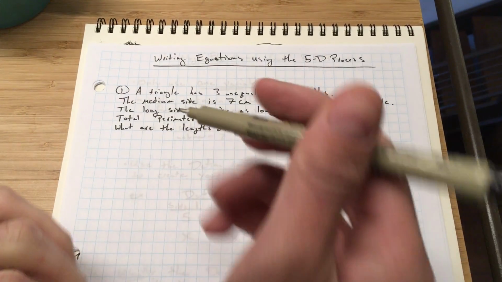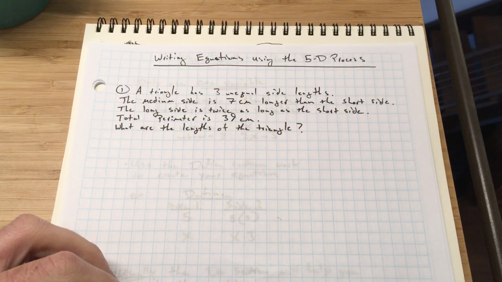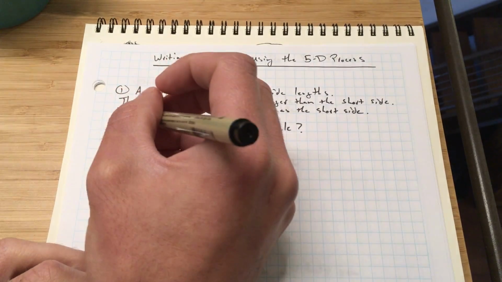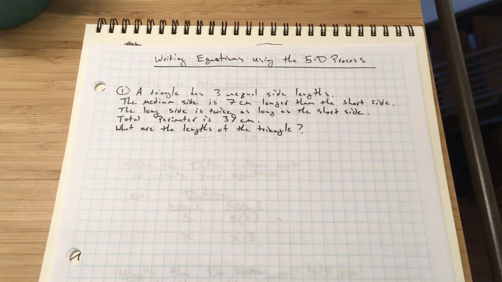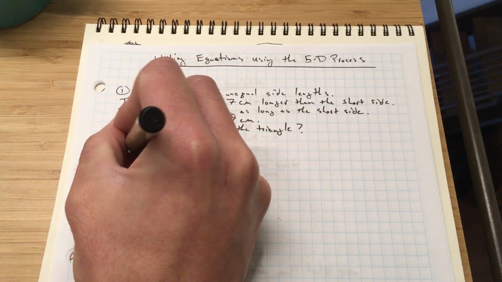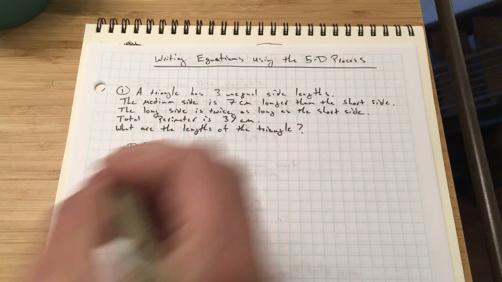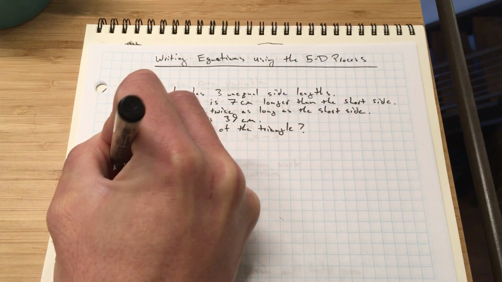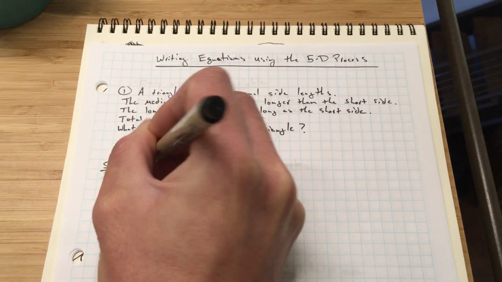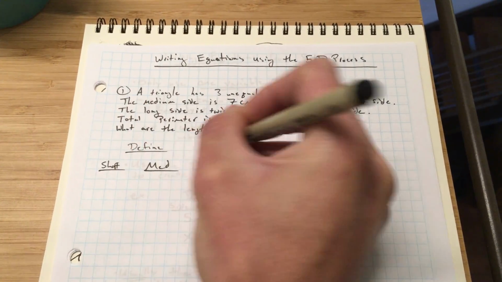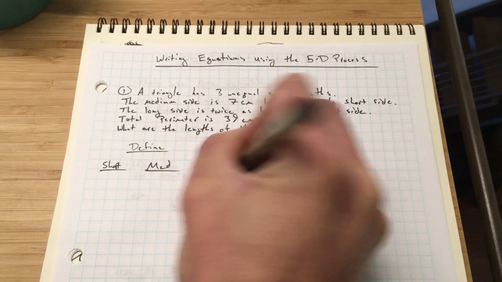So, I'm going to skip past my describe and draw section and go straight to the define section. So if we were looking at the define section, you would have 3 things to find here. You would have the short side, you would have the medium side, and you would have the long side.